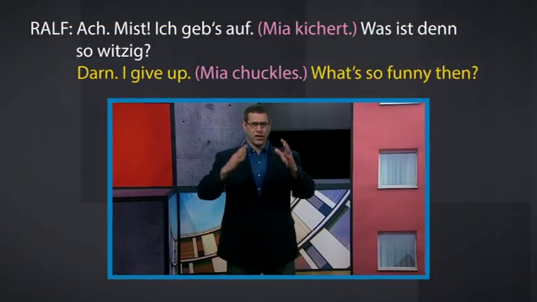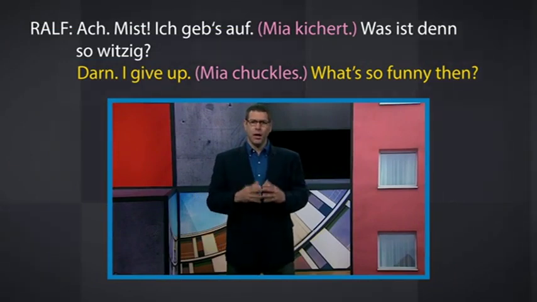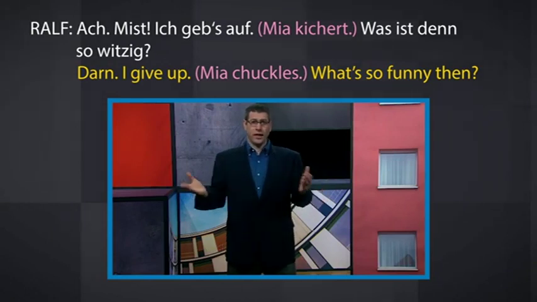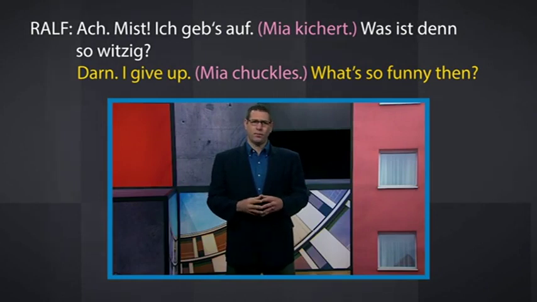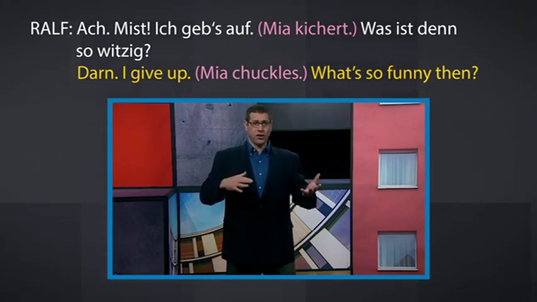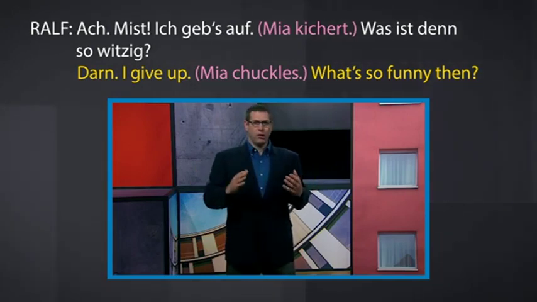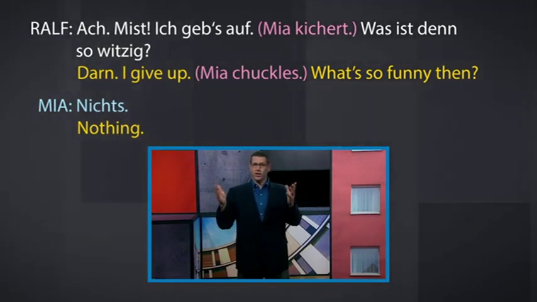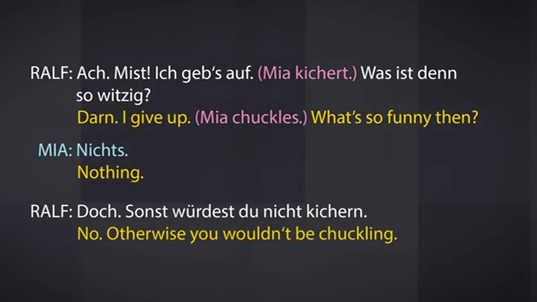We'll start with this little exchange. This is a point where Ralf gets so frustrated with his new smartphone that he gives up and exclaims, Ach, Mist, ich geb's auf. His wife's response to this is to chuckle, Mia kichert. And so Ralf asks her, Was ist denn so witzig? Now, at first she demurs, claiming that it's nichts. But Ralf isn't so easily put off, and he insists, Doch.